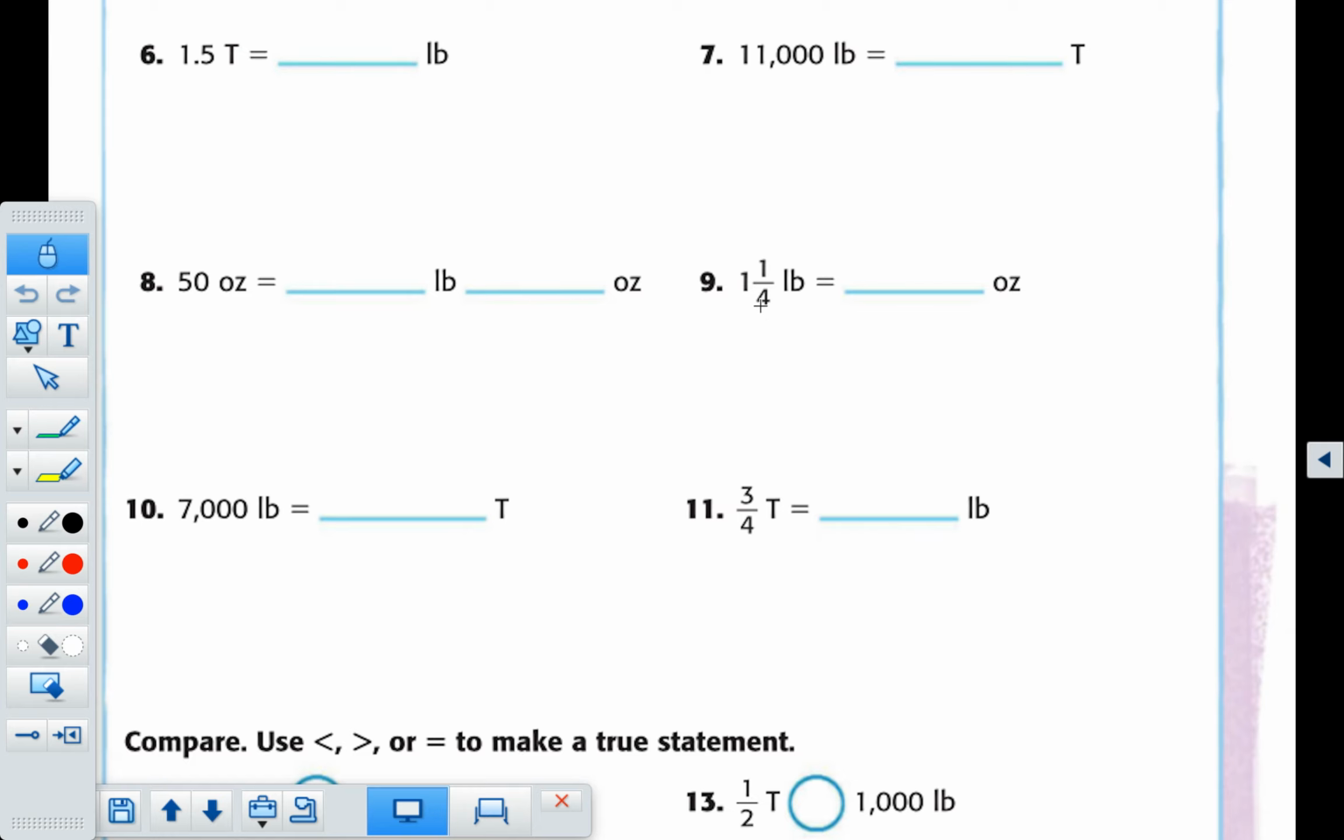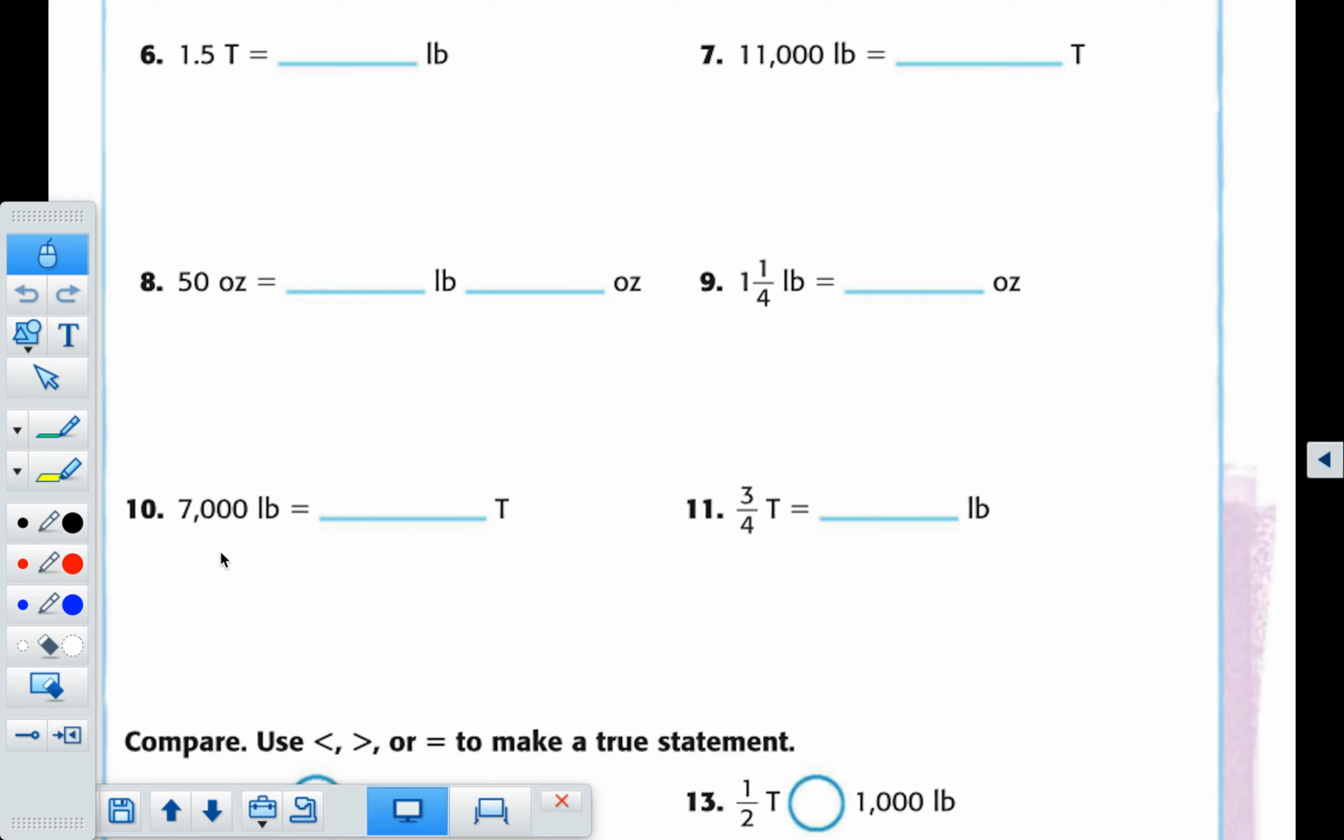Here, you're going to have to change this mixed number to an improper fraction. 4 times 1 is 4, plus 1 is 5. So here you're going to have 5/4. And then you're going to have to do what? You're going from pounds to ounces, so you're going to multiply by 16. So you're going to multiply 5/4 times 16. You're going to change 16 to 16 over 1. So 5/4 times 16 over 1 is equal to however many ounces you have, and then you will have to divide your numerator by your denominator.